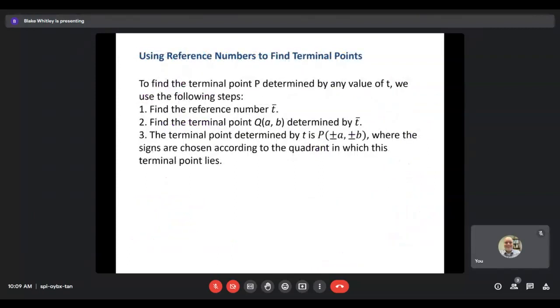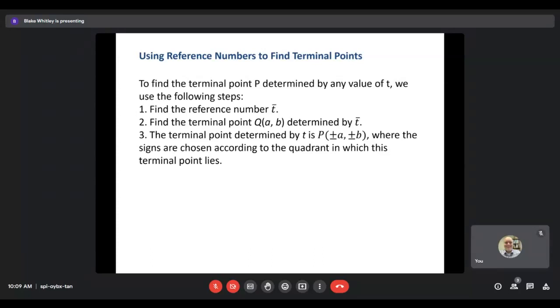All right, now here are the steps that we're going to follow to help us find basically what we did 2 examples ago. First thing we want to do, find your reference number. So we're going to draw out where our t-value is. We're going to find that distance back to the x-axis. That's going to give us our reference number. Then we're going to figure out what's the terminal point at that reference number. Again, these are going to be those special angles like pi/6, pi/4, pi/3 from the first quadrant. That's what we're going to get for these reference numbers.